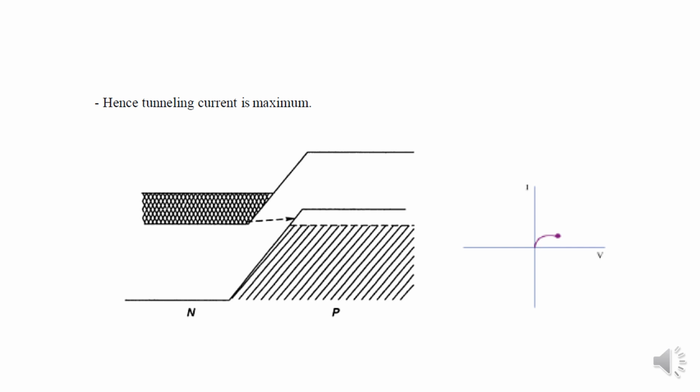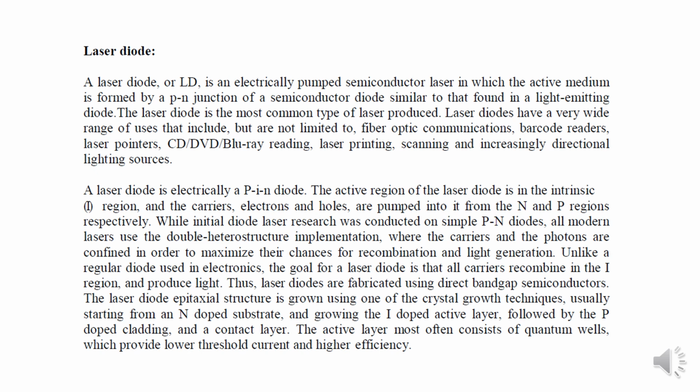Next is the laser diode, an electrically pumped semiconductor laser in which the active medium is formed by the PN junction of a semiconductor diode, similar to that of a light emitting diode. The laser diode is the most commonly produced type of laser, and it has a wide range of uses, including fiber optic communication, barcode readers, laser printers, etc.